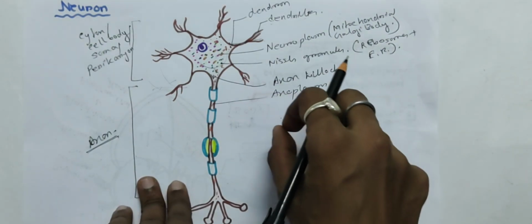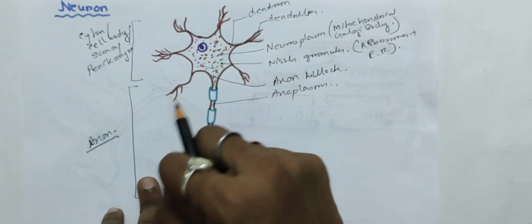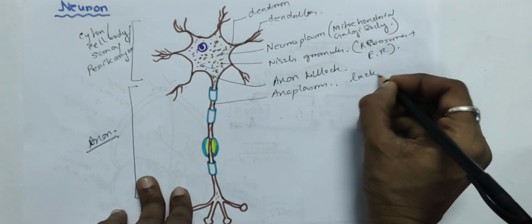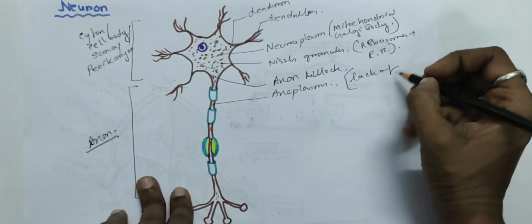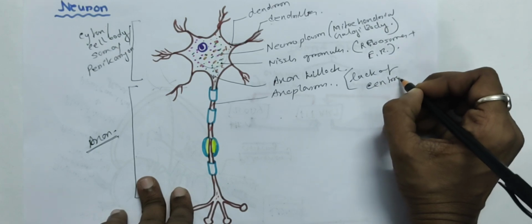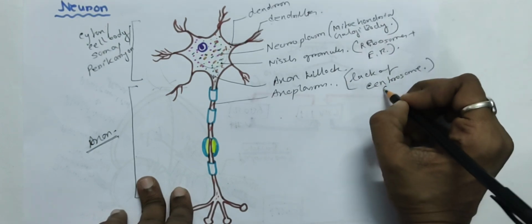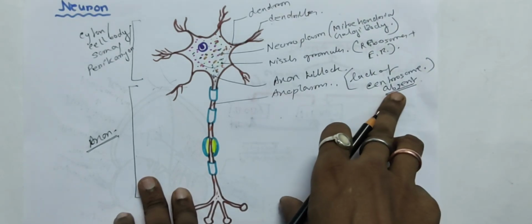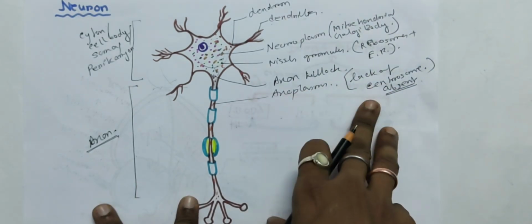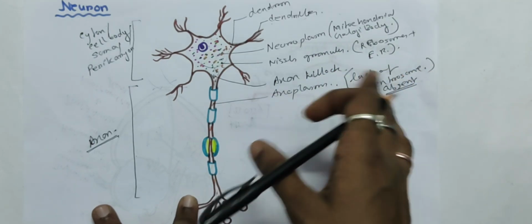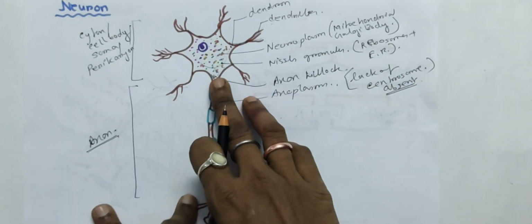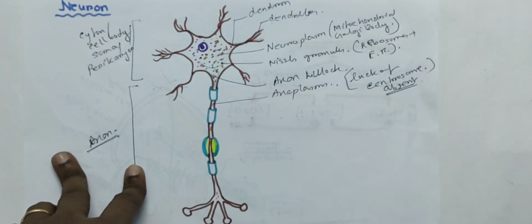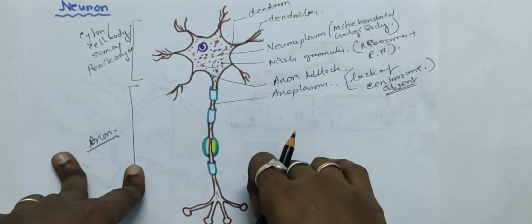Another more important thing is that the nerve cell lacks a centrosome. We all know that centrosome is responsible for cell division. It helps animal cells to divide. As centrosome is absent here, the nerve cell or neuron is not able to divide. Okay, they are long cells.